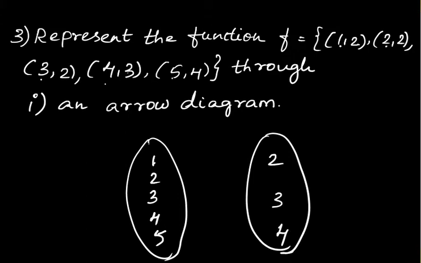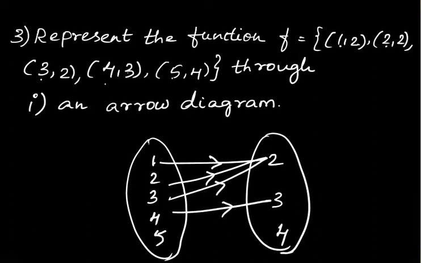1 is mapped to 2, so draw a line with an arrow mark, and 2 is mapped to 2 again, 3 is mapped to 2, 4 is mapped to 3, then 5 is mapped to 4.